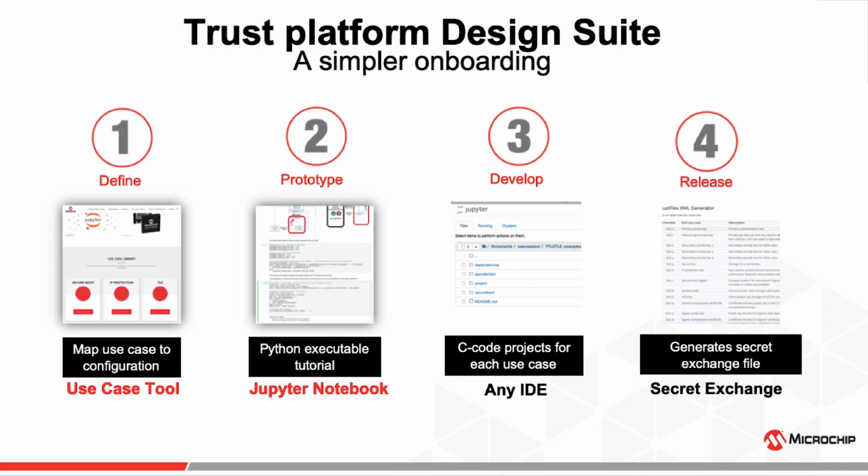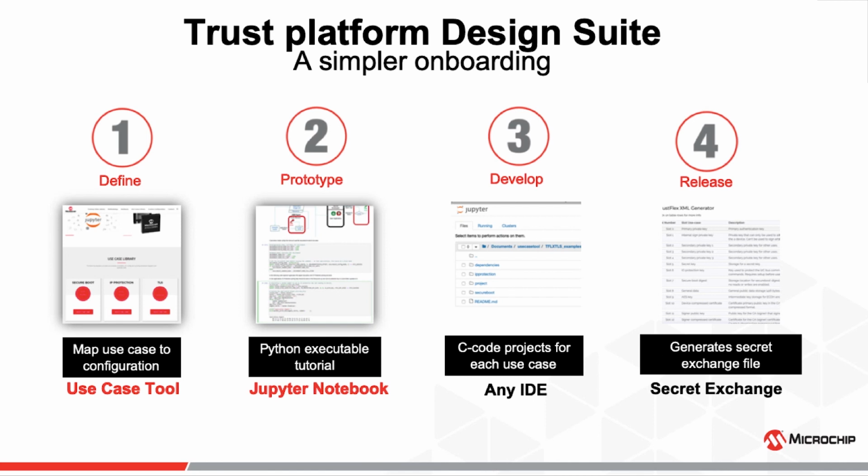And we provide a template, especially for TrustFLEX. That's where it's valuable. Trust&GO doesn't need to be configured. It's already done and provisioned, so there's nothing to do with it. With TrustFLEX, we have the map of the 16 slots of the device that are already pre-configured.